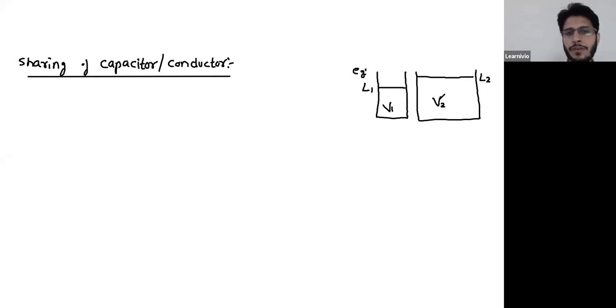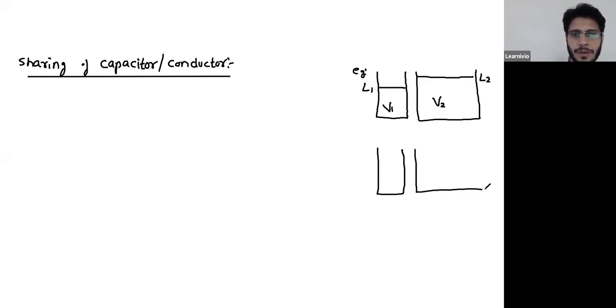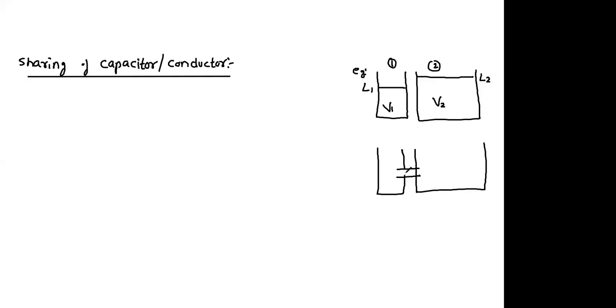So it's very obvious that volume of second container is greater than volume of first container. Level of liquid in second container is greater than level of liquid in first container. If I connect these two containers, then what would be the direction of flow of water? Would it flow from container 1 to container 2 or from container 2 to container 1? 2 to 1. From 2 to 1.